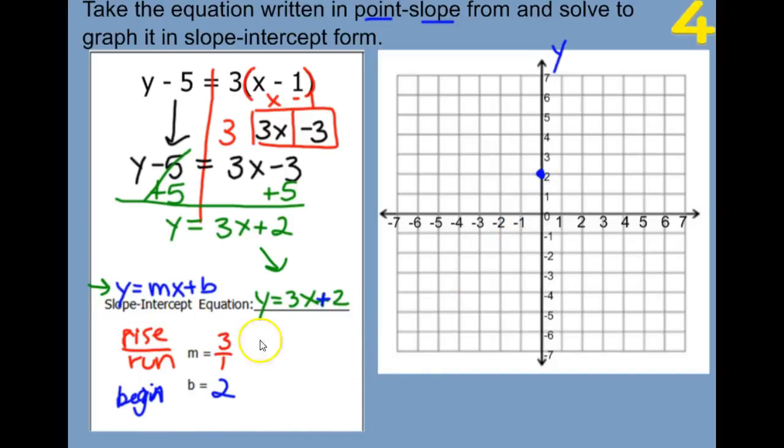And then our slope tells us how to move. Our slope is rise over run, so up 3 from this point, up 1, 2, 3, and over 1. Up 1, 2, oh, can't go any further, so I'm going to do the opposite. Instead of going up and right, I'm going to go down 3 and 1 to the left. Down 3, 1 to the left. And draw my line through. We have graphed this equation that was once in point-slope form and is now in slope-intercept form.